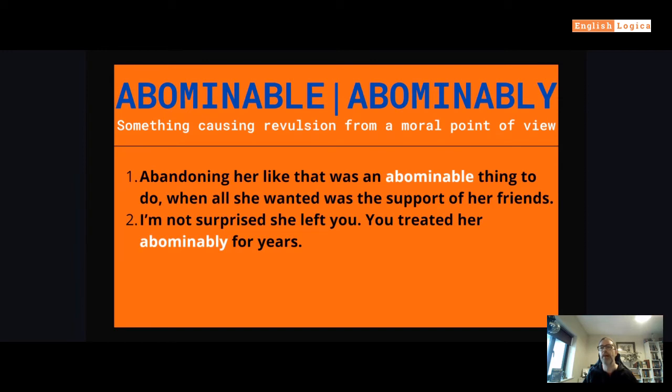So example 1, abandoning her like that was an abominable thing to do when all she wanted was the support of her friends. Example 2, I'm not surprised she left you. You treated her abominably for years.